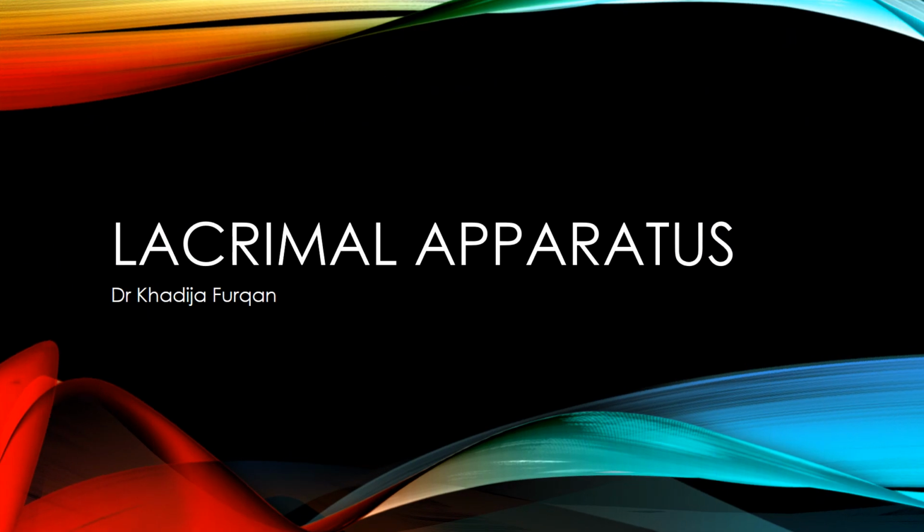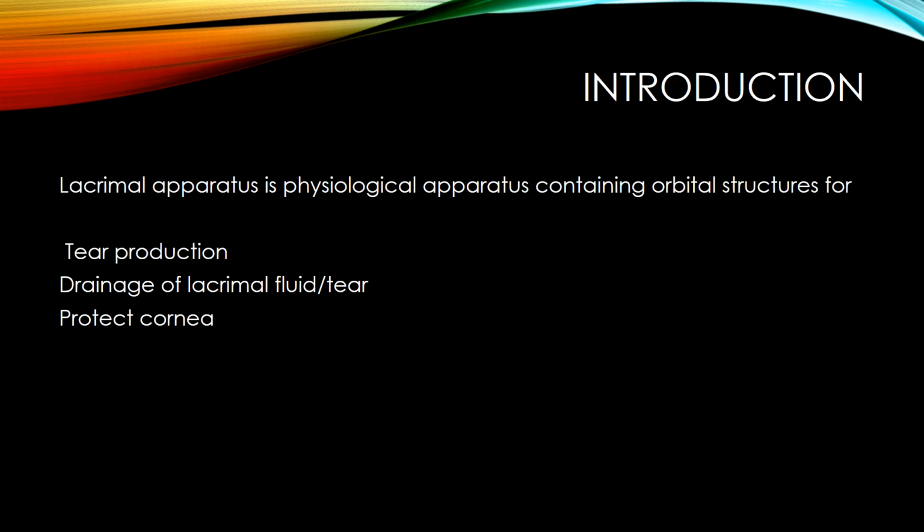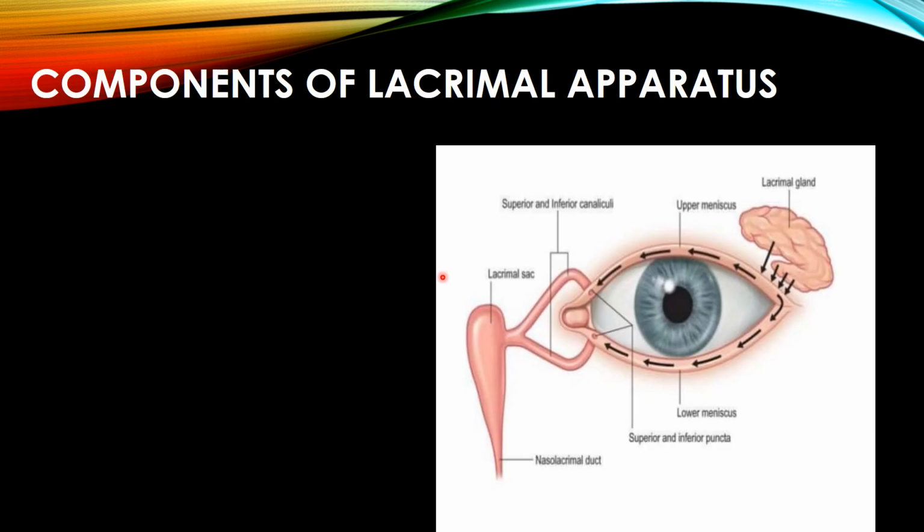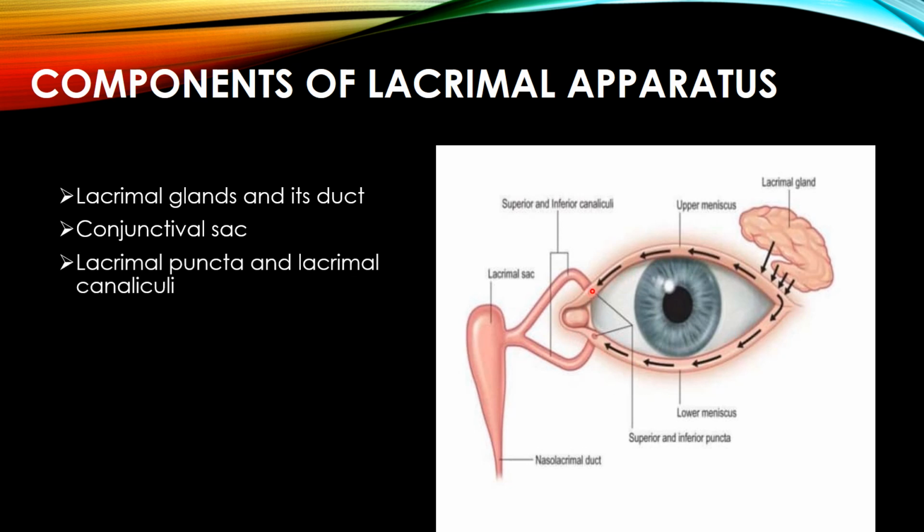Now, our next topic is lacrimal apparatus. Lacrimal apparatus is a physiological apparatus containing orbital structure for tear production and its drainage, and it also protects the cornea and provides some nutrients to the eye. The components of lacrimal apparatus consist of the lacrimal glands and its ducts opening into the conjunctival sac. Then it has the lacrimal punctum, which opens into the lacrimal canaliculi, that goes into the lacrimal sac, and it terminates into the nasolacrimal duct.